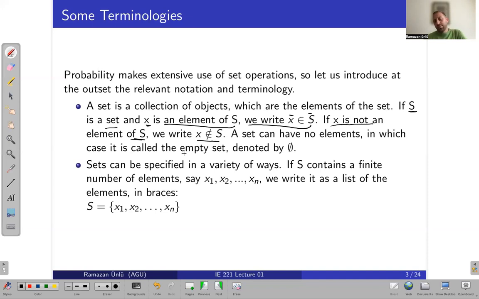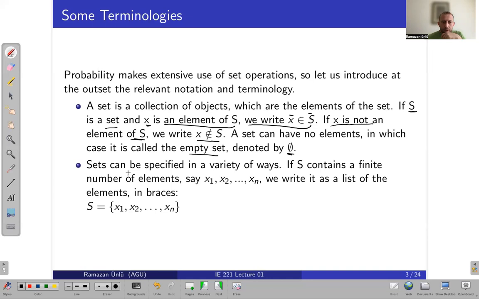A set can have no elements. There are no objects in S. In which case this is called the empty set, and we denote it by this sign. You have to remember all these notations.